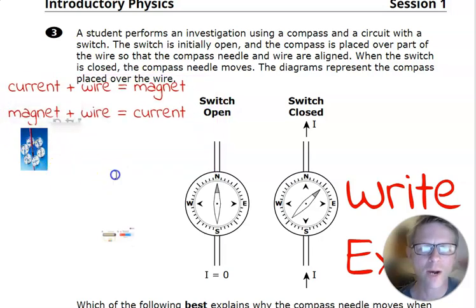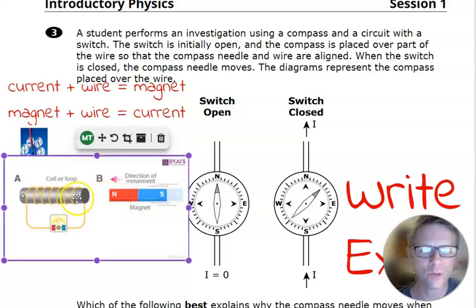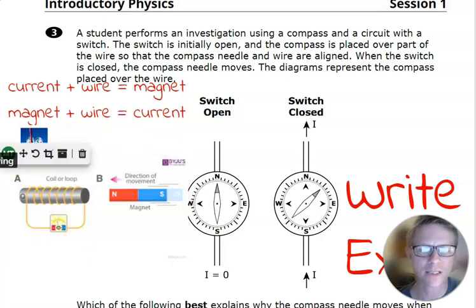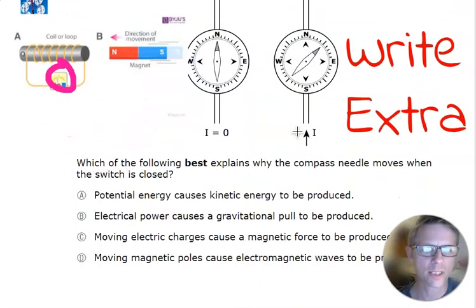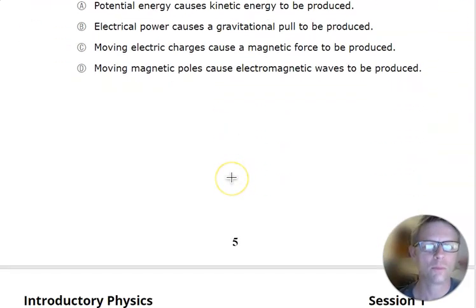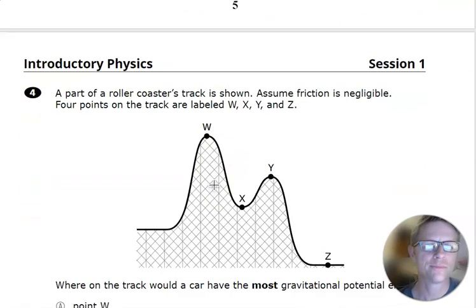A magnet and a wire make an electrical current. So if I take a magnet like this and I move it near a wire, which is often in a coil, you'll see an electrical current as indicated by this ammeter here. Remember to write extra. So the answer number 3 says that the moving electric charges cause a magnetic force. Moving electric charges is electric current.